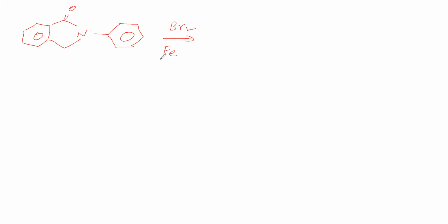So the electrophile Br plus will attack at which place? It is an electron withdrawing group, which means it will deactivate the phenyl ring towards electrophilic substitution.